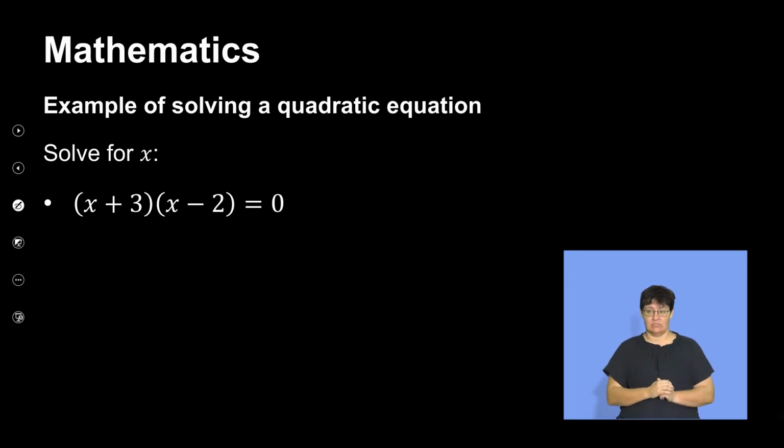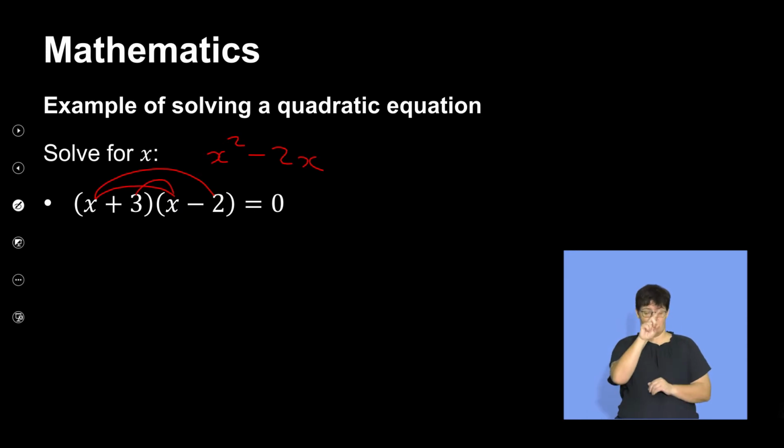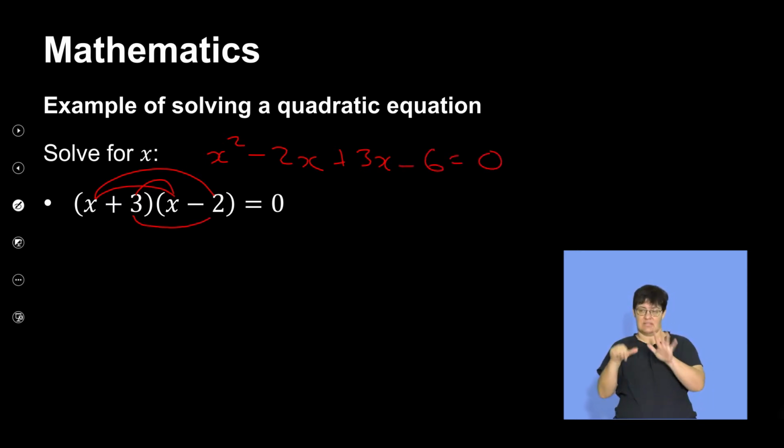So x multiplied by x will be x squared. X multiplied by negative 2 will be negative 2x. And then 3 multiplied by x will be 3x. And then lastly, 3 multiplied by negative 2 will be negative 6, equal to 0. So automatically you can see my squared is there. And that's what I said was the definition of a quadratic equation.